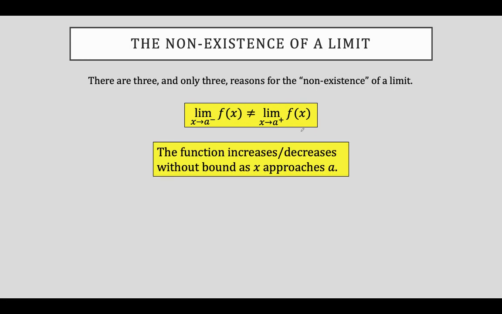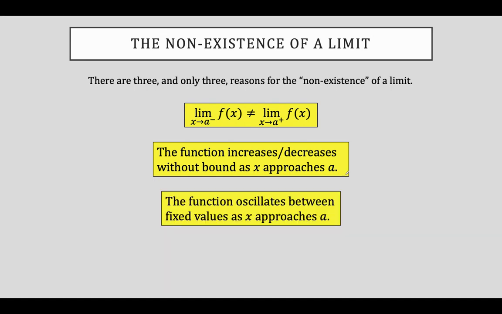So, very important. There are 3 and only 3 reasons for the non-existence of a limit. Reason number 1, the limit of f of x as x approaches a from the left does not equal the limit of f of x as x approaches a from the right. 2, the function increases or decreases without bound as x approaches a. And 3, the function oscillates between fixed values as x approaches a. These are the only 3 reasons for the non-existence of a limit.